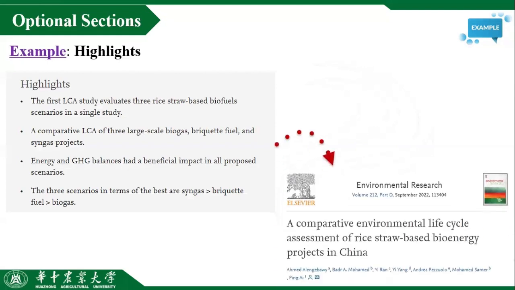So the difference between title and highlights here is that if you read the highlights without seeing anything from the paper, you may understand that this paper is about life cycle assessment of different scenarios, and comparative life cycle assessment from the second point. And the most important result here is that the greenhouse gas emission balance and the energy balance are positive. And finally, the priority of these projects regarding the result.